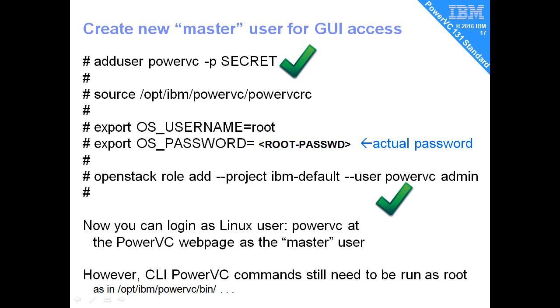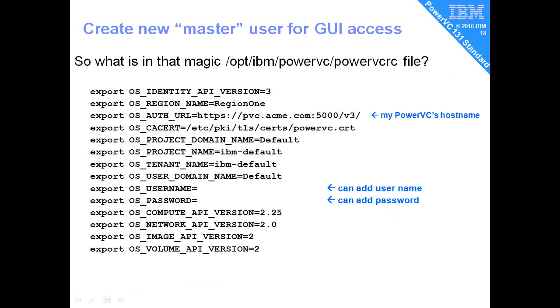We can now log in to Linux if we know the password, and we can use the web pages just as we could do with root in the past. However, the CLI commands, like you have in opt IBM PowerVC bin, you still need to run those as root. And if you want to run the OpenStack commands, then we have to do something that we'll see on the next slide.